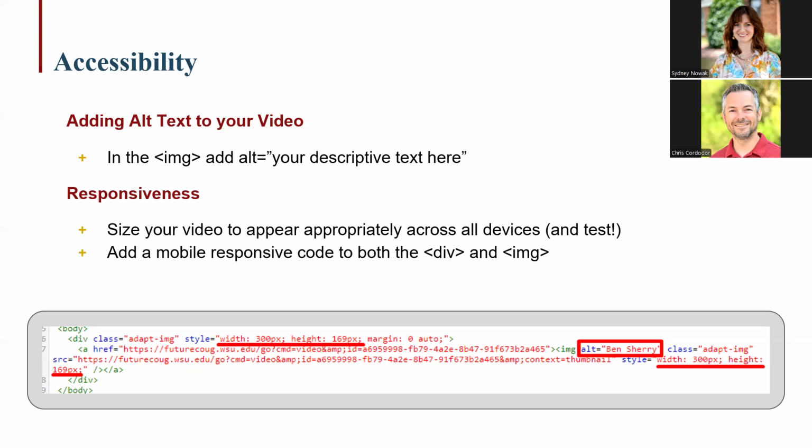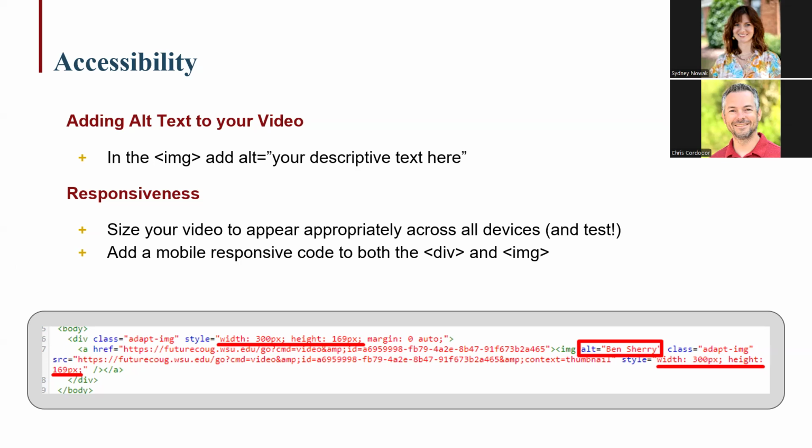So first, as with any image, we want to add the alt text to our image tag. You can see that here we did the alt text as the counselor name. And then next we want to size our video so that it appears good in our template and across all the devices. You'll need to do this in two places, both the div tag and the image tag, and you'll want to make sure that they match.